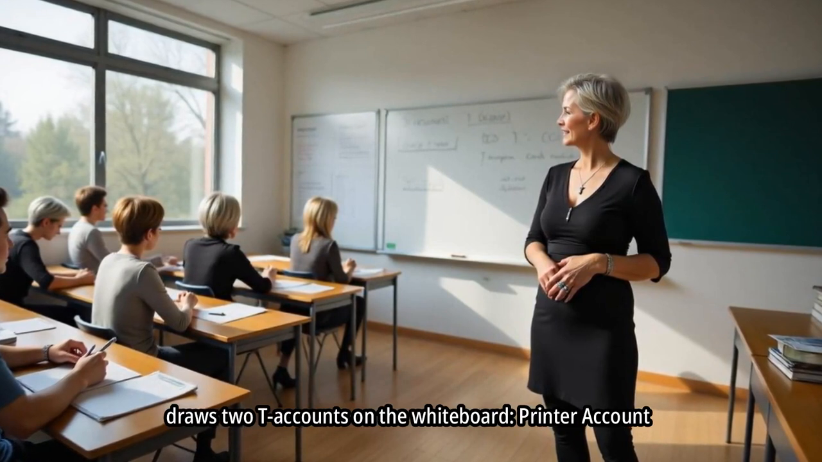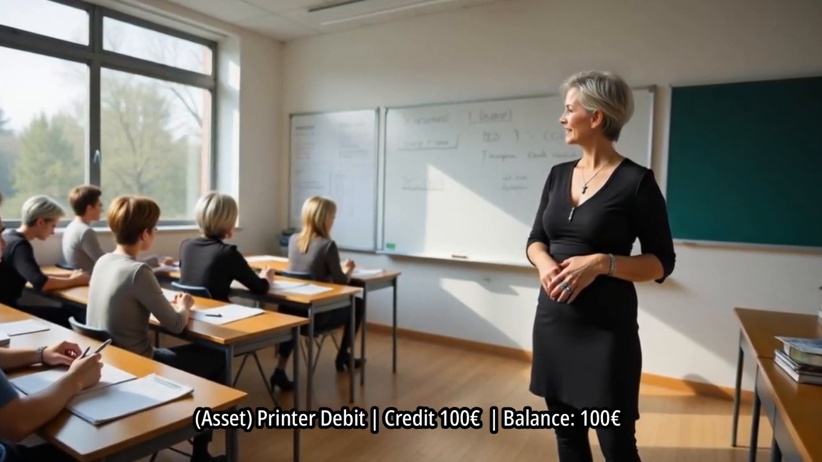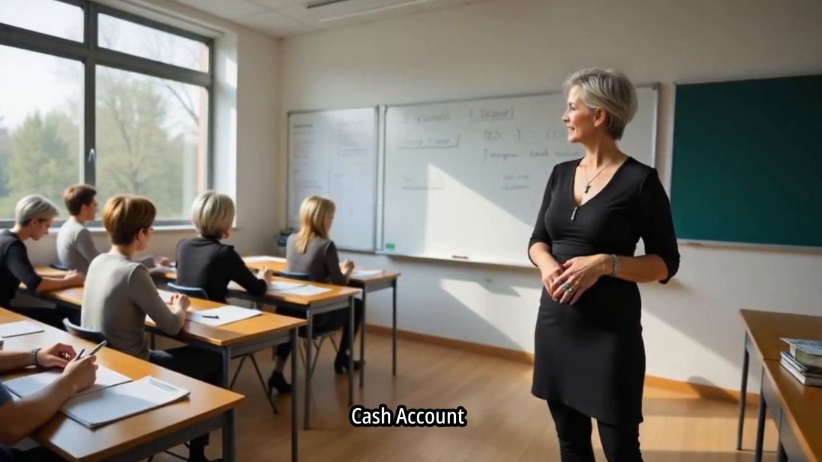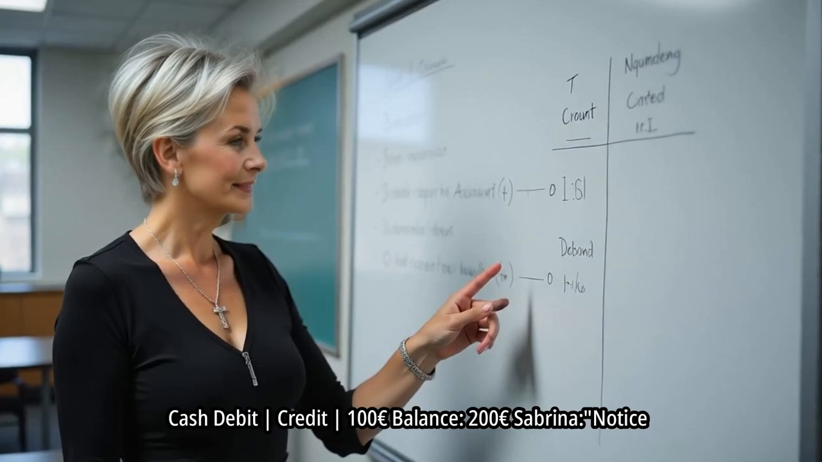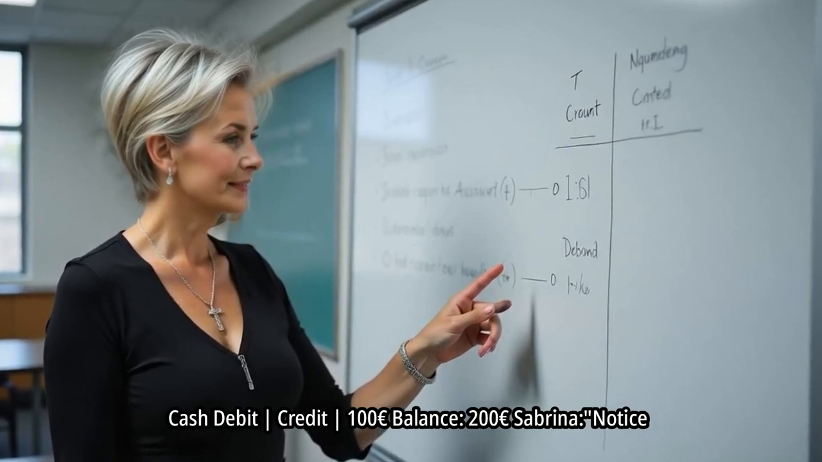Printer account, asset: printer debit 100, balance 100. Cash account: credit 100, balance 200.